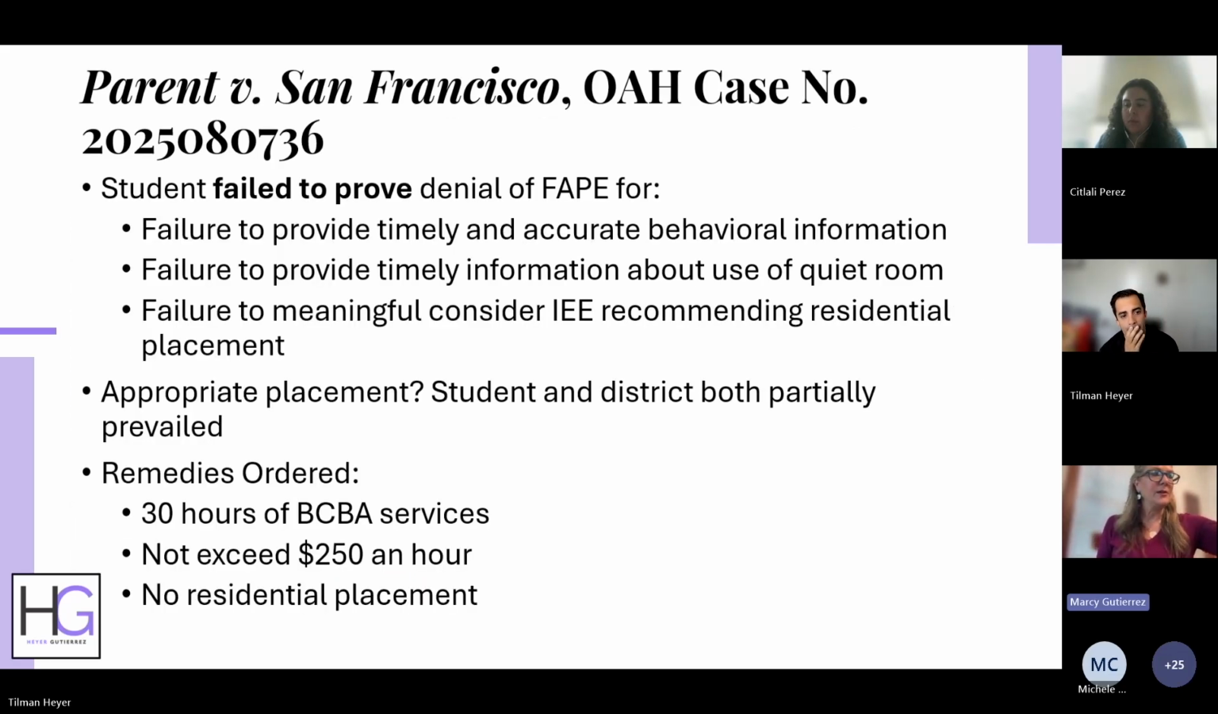As you can see, there were a number of issues, and the district actually prevailed on issue 1 over here about behavioral intervention. The district prevailed on issue 2 about the quiet room. And as I mentioned, the district also prevailed on this issue of residential placement. So in terms of the first 2 issues here having to do with allegations that the district did not timely provide the parent with information.